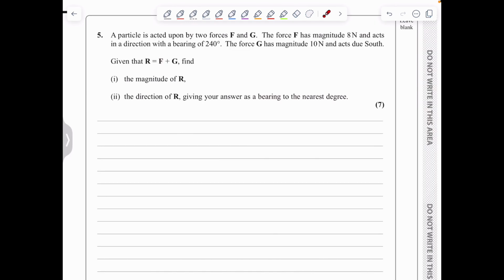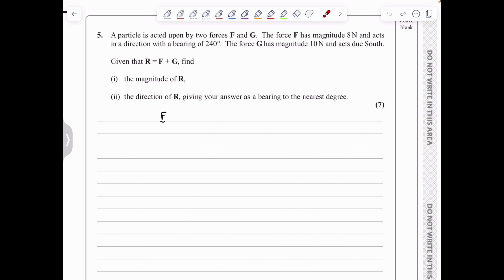In question 5, we're dealing with two forces. We've got force F having a magnitude of 8 newtons acting in a direction with a bearing of 240 degrees, and then the force G with a magnitude of 10 newtons acting due south. Now we need to find the magnitude of R, which is the resultant, the sum of F and G. So to do that, I will start by drawing the two forces.